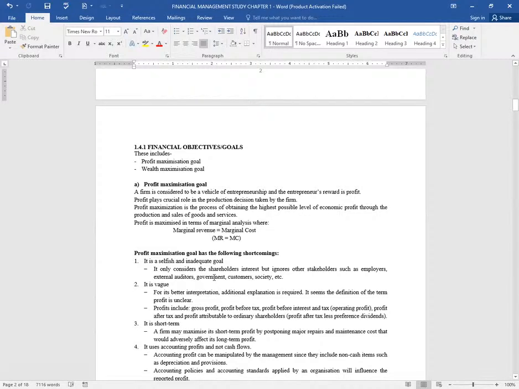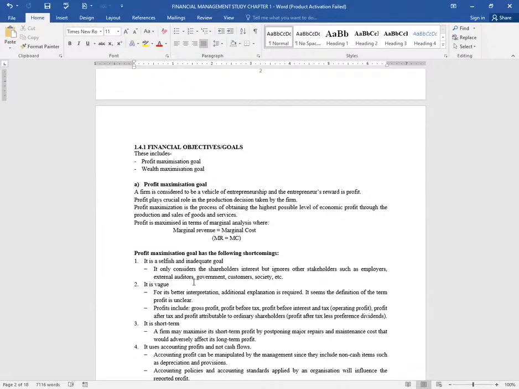Ladies and gentlemen, this is a selfish goal, because an organization has many stakeholders, like creditors and customers, etc. But these profits you're maximizing belong to only one stakeholder, called the shareholder. So you can see it's not the very best. It only looks at one part, so it's very selfish.